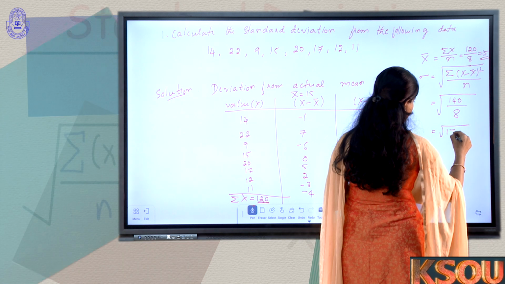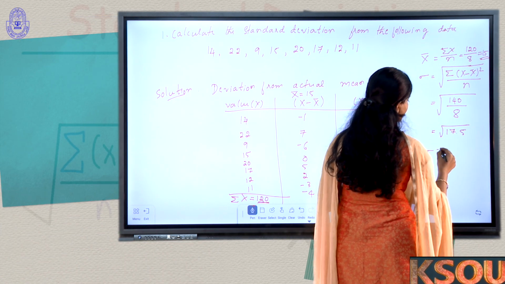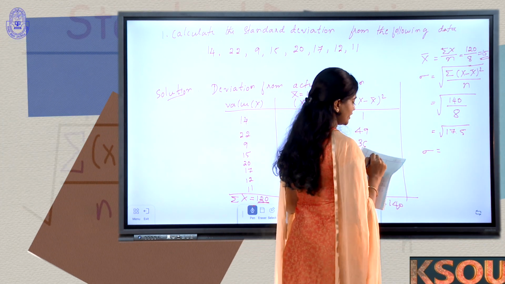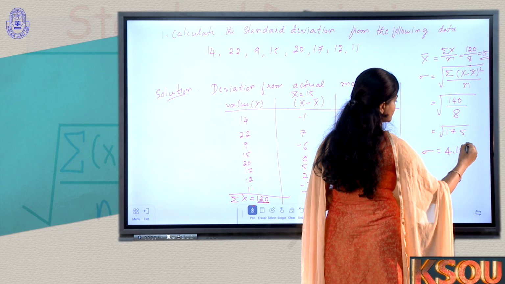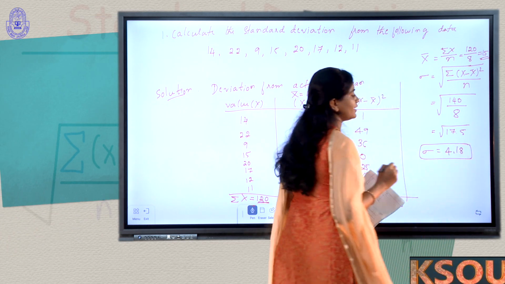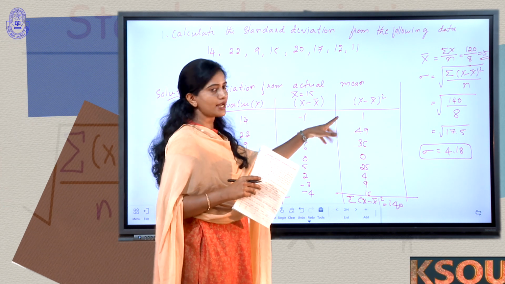So the answer will be square root of 17.5. If we take this square root, we will get the answer 4.18. So this is the standard deviation value, and this is under the deviation from the actual mean.